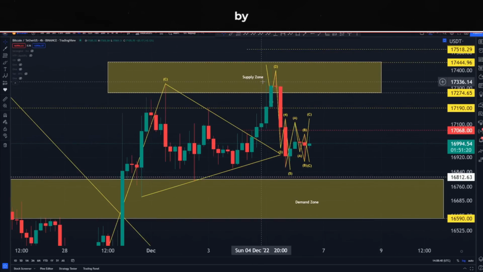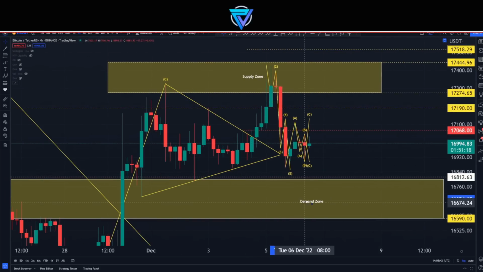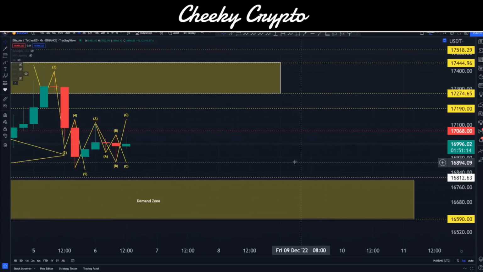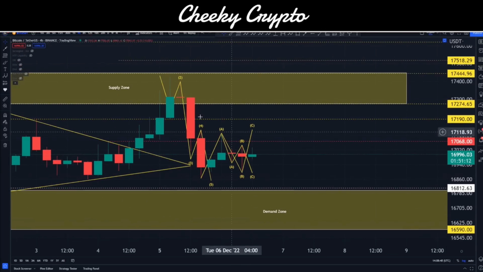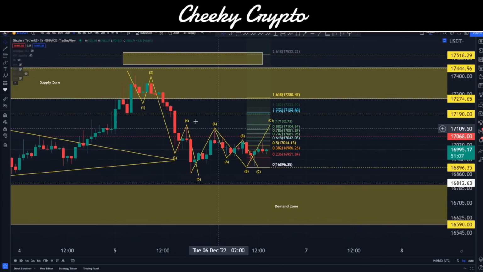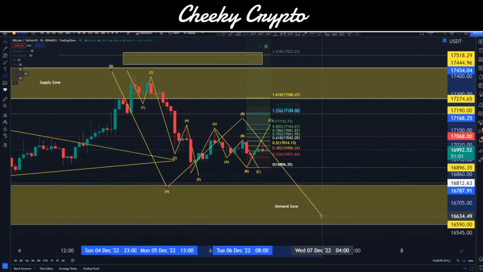So everything was lining up quite nicely. The fact that we got rejection from our supply zone makes sense. It means that we are likely to come back down to our demand zone, and this is where the buyers are likely going to be. When we see all this activity right now, let me bring this to the hourly, what's actually going on here is just a B wave movement overall. So 5 waves down, 3 waves up, 5 waves down. This is A, B, and C.